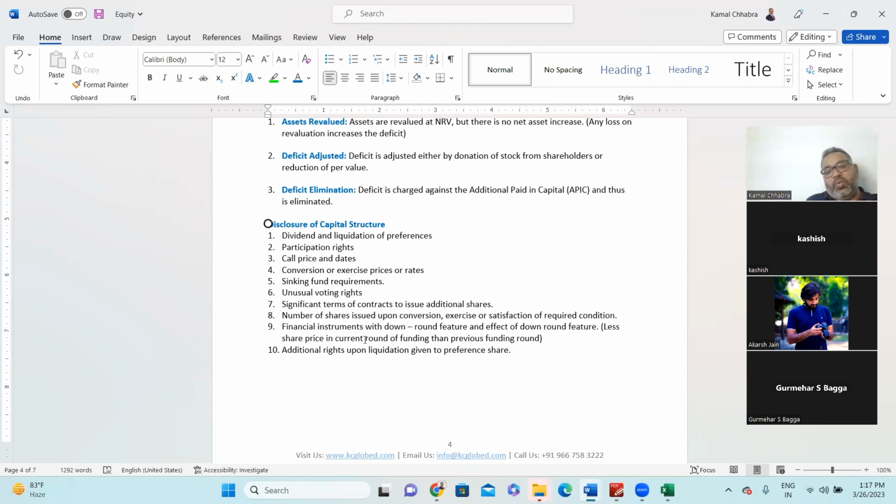Number of shares issued upon conversion, exercise, satisfaction of the requirement or condition, financial instruments with down round features, and the effect of the down round feature if any, or additional rights upon liquidation if any given to the preference shareholder. Those all things need to be separately disclosed.